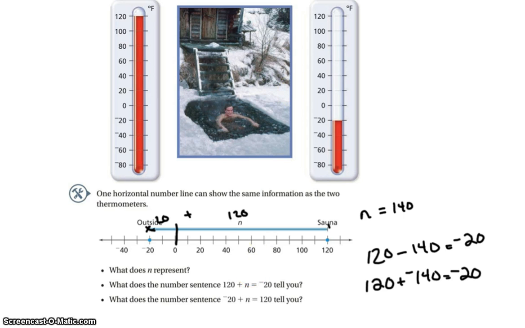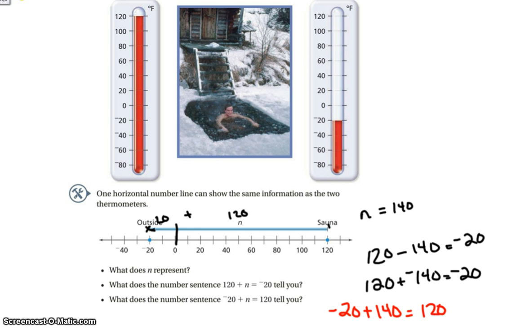So then we go over here to this number sentence, and it says -20 plus n. In this case, we would want 140 to be there, and this would be a positive 140, because if I have 140 plus a -20, my answer is going to be 120. All right, so let's take a look at a few number line problems.